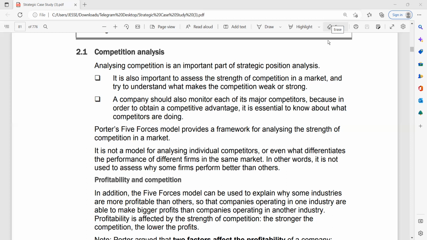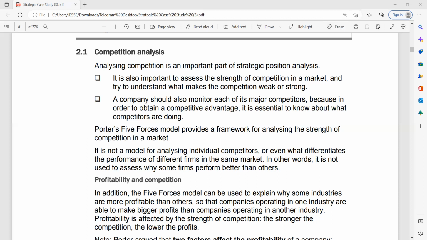So we are not looking at individuals, we are looking at the market in its entirety. And that's what Porter's 5 forces model does. It looks at the market in its entirety and is not a tool for analyzing individual competitors or to say that this competitor is better than the other.